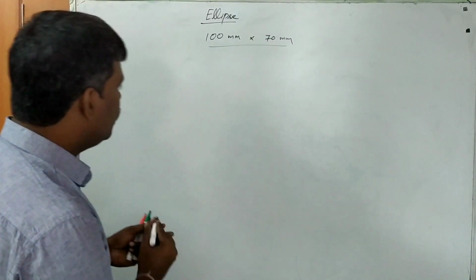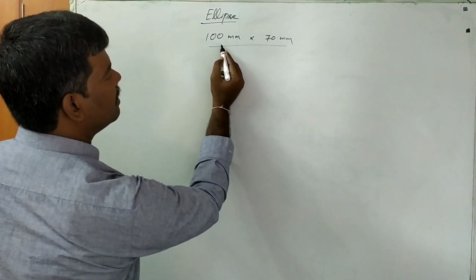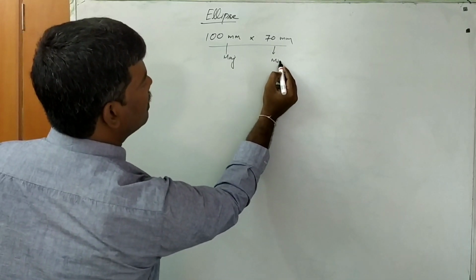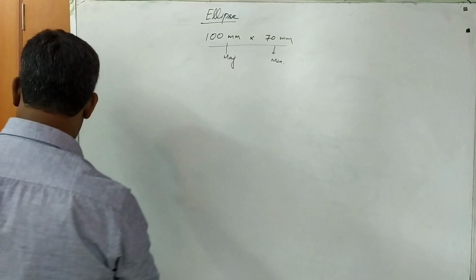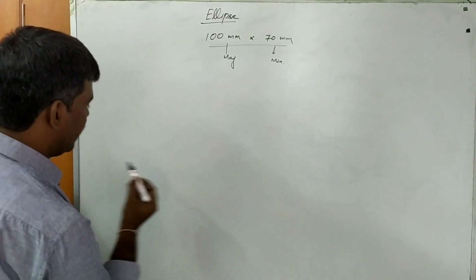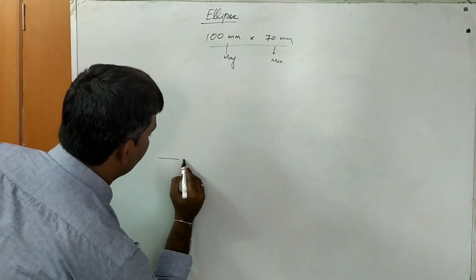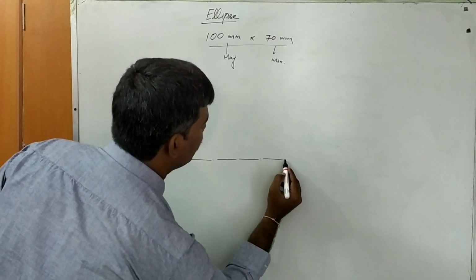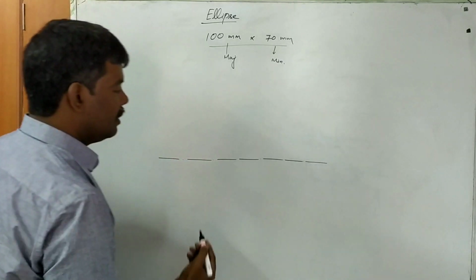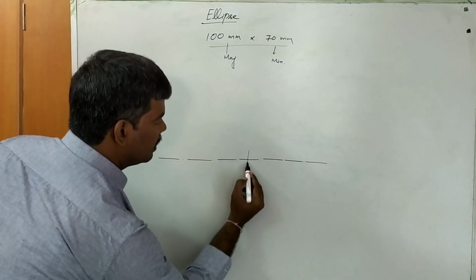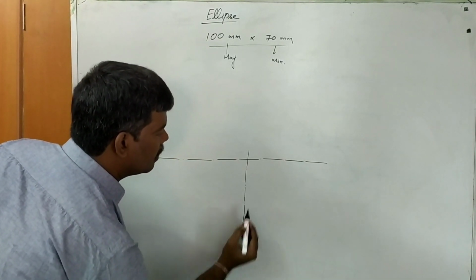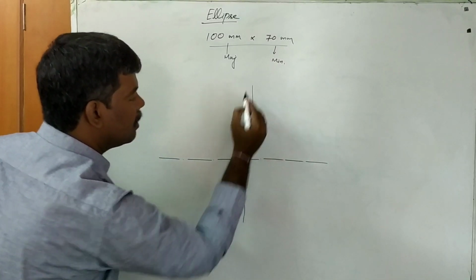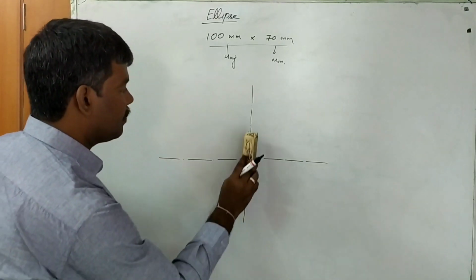So first, the major axis is 100 and the minor axis is 70. First you draw the major axis; an axis means a line drawn with long line, short line and gap. So this is the major axis and this one is the minor axis. Clear?